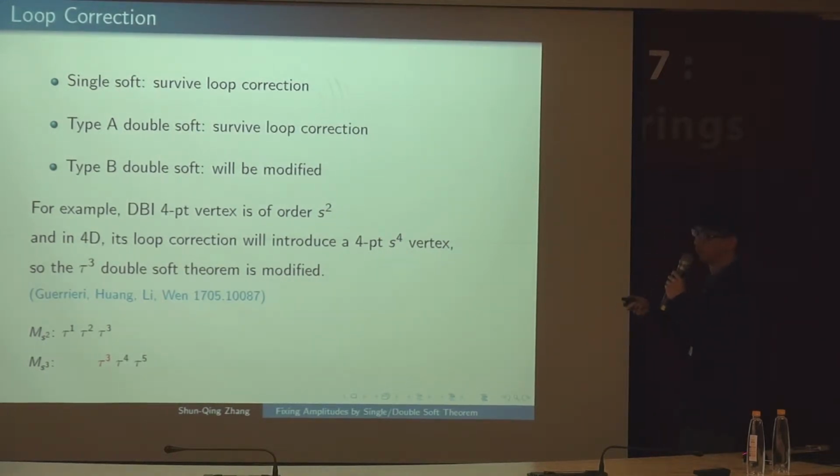So it might modify the original soft theorem. So for DBI, the 4-point vertex is S squared, but in 4 dimensions, you will introduce new terms, S to the 4th power. And we will find that indeed the tau cube order double soft will be modified.